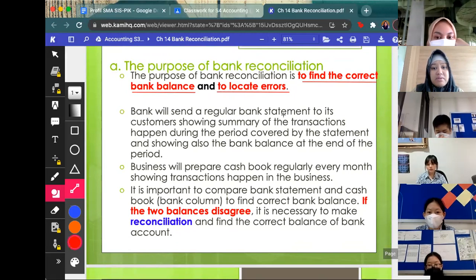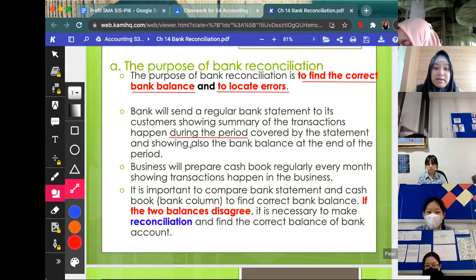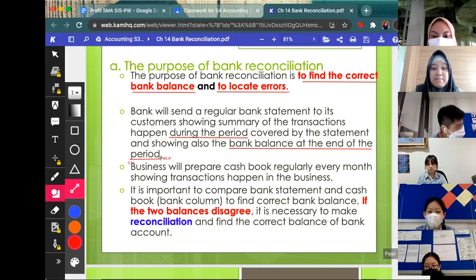The bank will send a regular bank statement to its customers showing a summary of transactions that happened during the period. This period is always a month in our case. It is covered by the statement, which also shows the bank balance at the end of the period. So the bank statement sent by the bank will have a bank balance at the end of the month. Now you will have to compare that bank balance with your record in the cash book.